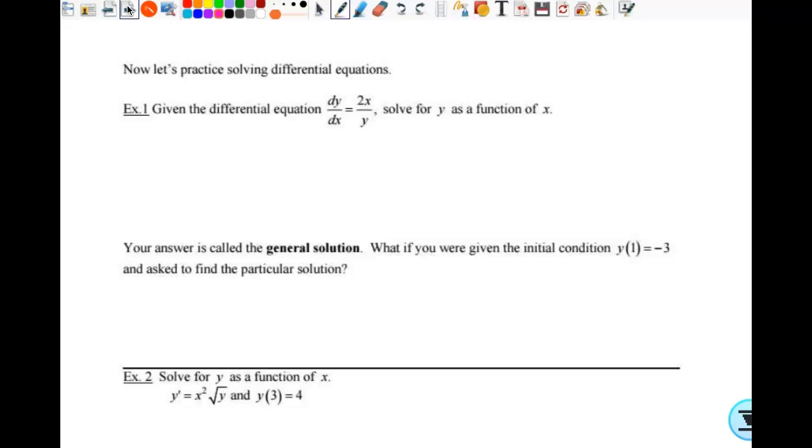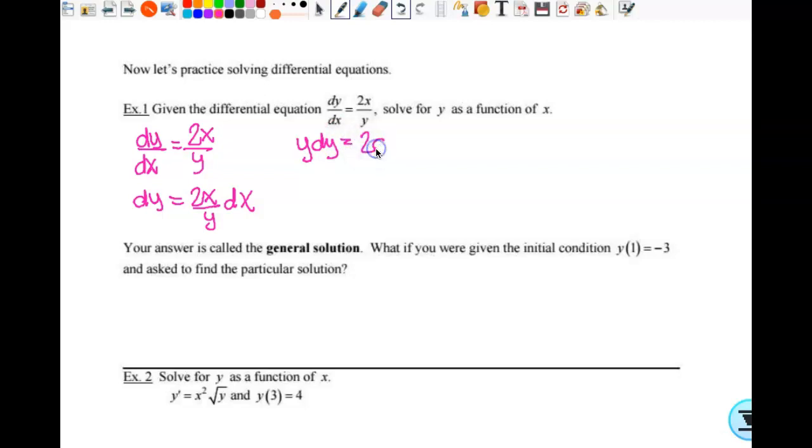So we're going to multiply both sides by what? Dx. Okay. So let me just rewrite it. Dy over dx equals 2x over y. Then I'm going to multiply both sides by dx. So dy equals 2x over y times dx. What do I do next? Multiply by y. So this is going to give me y times dy equals 2x dx.